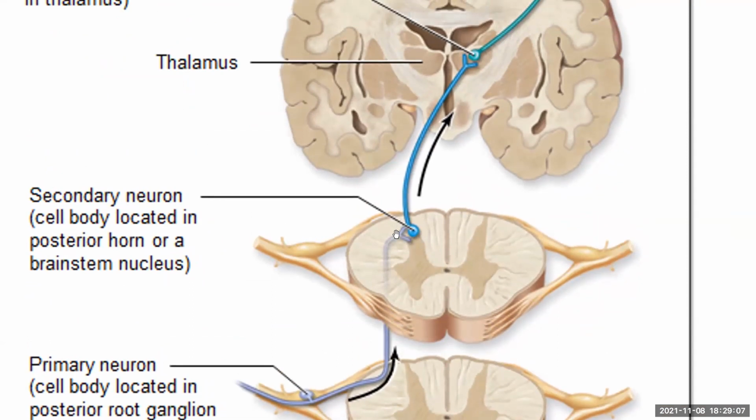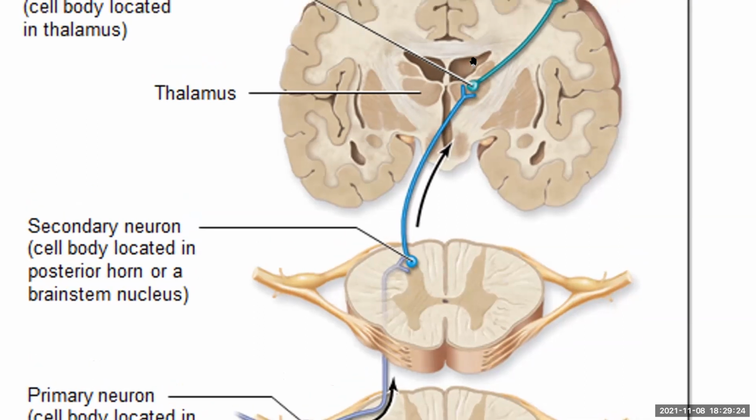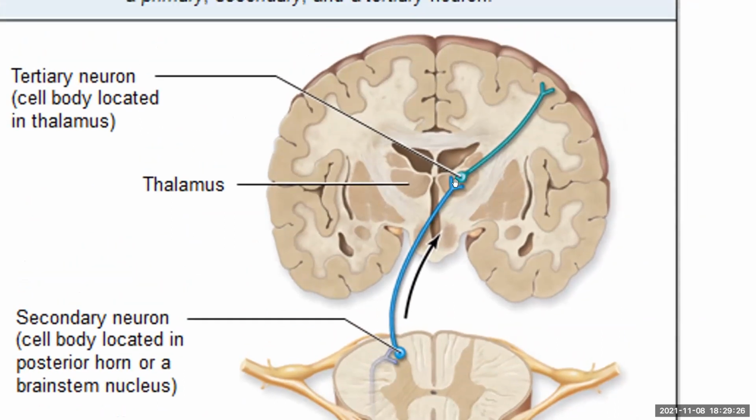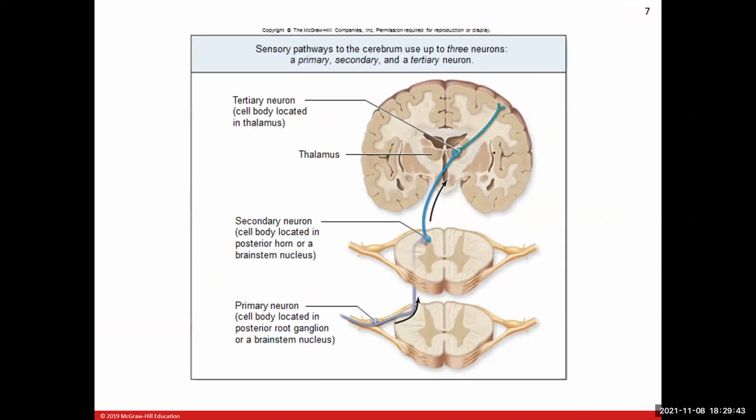And like I said, the secondary neuron could be in the spinal cord, or it could be located elsewhere in the brainstem, for example. And I'll show you some examples there. And then that secondary neuron ascends up towards the thalamus here. And it'll synapse onto the tertiary neuron in the thalamus, and the tertiary neuron will then go to the somatosensory cortex somewhere in the parietal lobe, in the post-central gyrus. That's just a general overview of a sensory pathway.